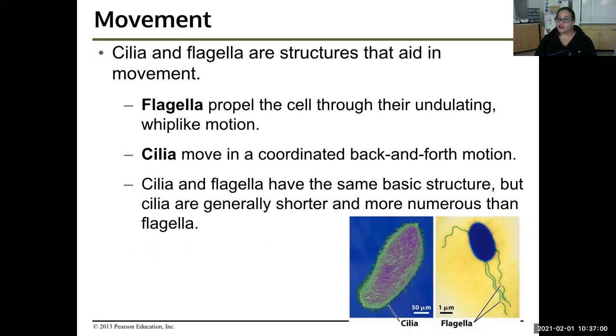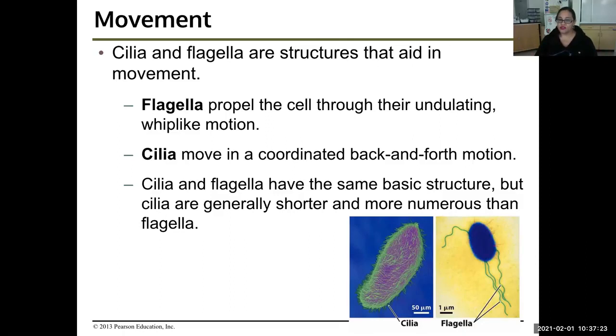Cilia and flagella are structures that aid in movement. That's what we saw, the paramecium, like on the bottom with all little hairs all over it. Those are cilia. Flagella propel the cell through their undulating whip-like motion. And then cilia move in a coordinated back and forth motion, like they're swimming. There's a lot of them, so they have to coordinate.